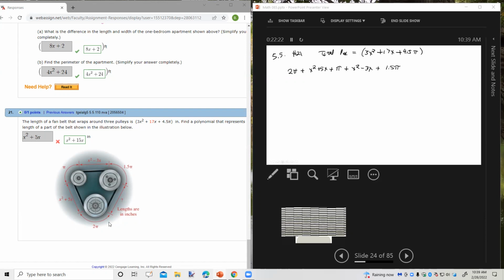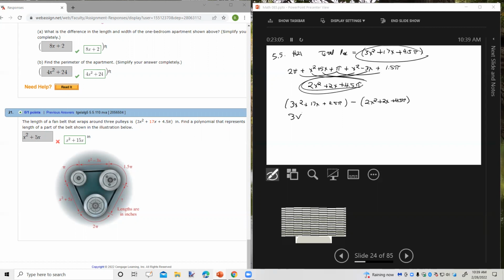And again, what did I do? Just walked around here clockwise, this plus this plus this plus this plus this, okay? Which is going to be 2x squared plus 2x plus 4.5 pi. So then we're going to have all of this minus all of that. So 3x squared plus 17x plus 4.5 pi minus the quantity 2x squared plus 2x plus 4.5 pi. I'm not going into as much detail this time because it's the exact same problem, just slightly different numbers.